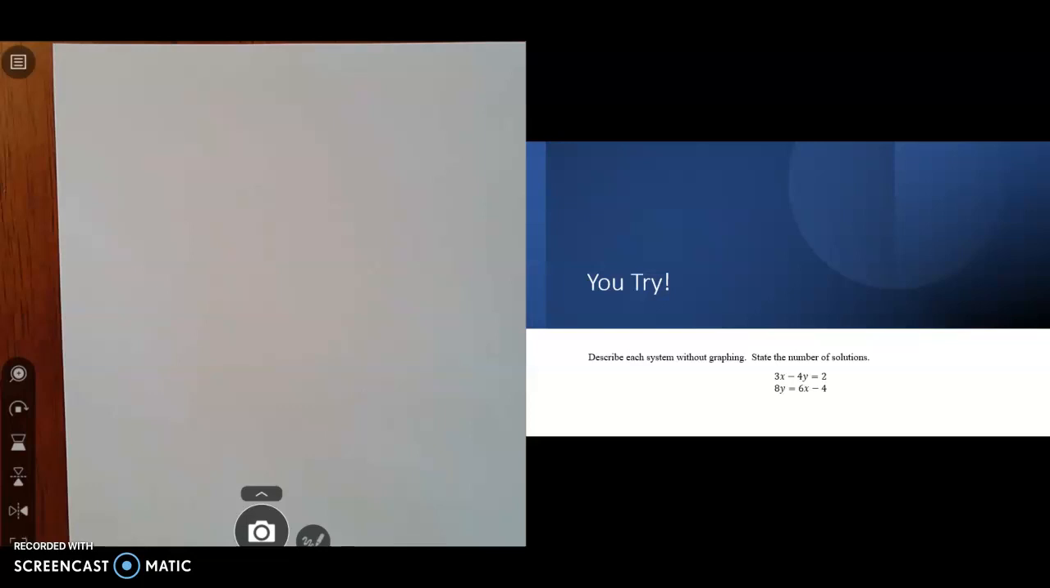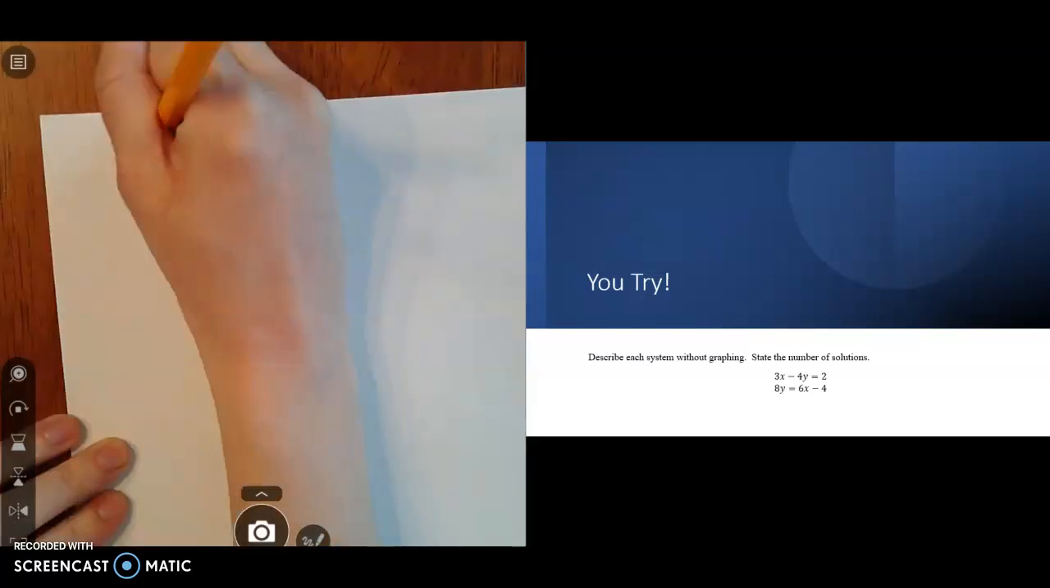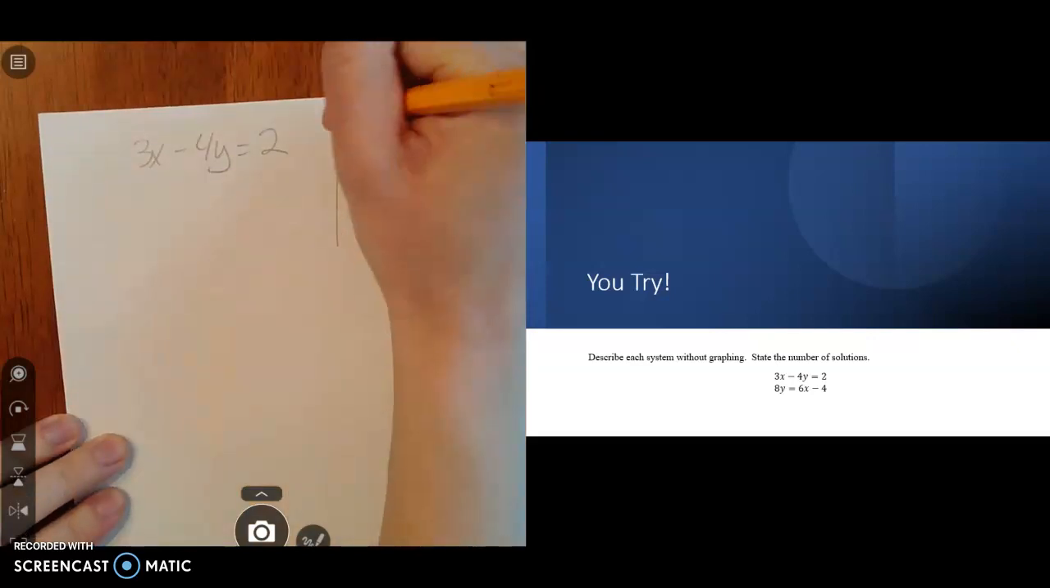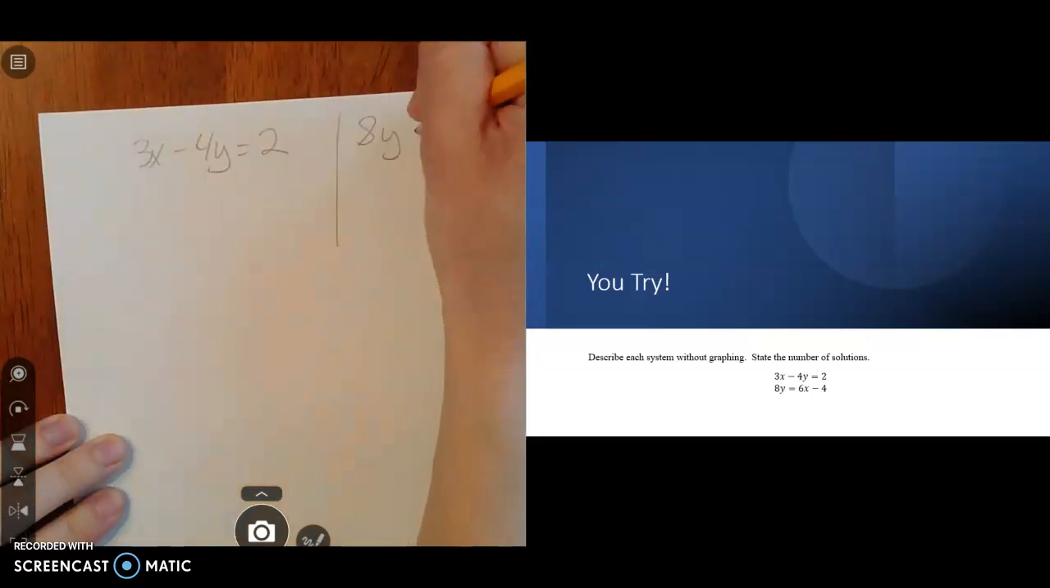Hi, you all just finished a U-Try problem where you got to describe each system without graphing and stating the number of solutions. So the equations that I gave you were 3x minus 4y equals 2, and 8y equals 6x minus 4.